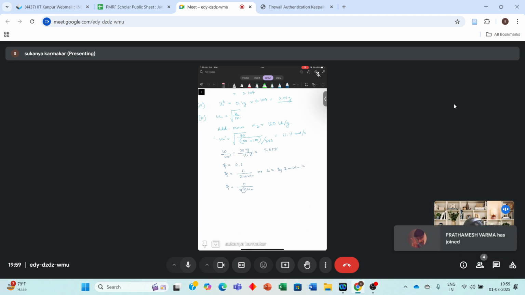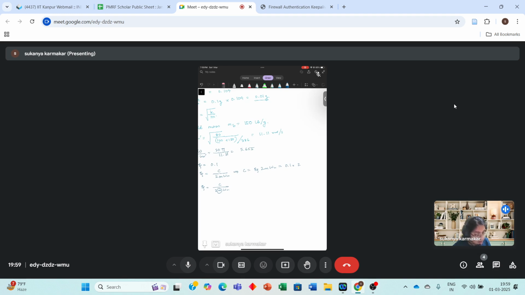So if you plug in the values here, zeta is 0.1. Mass of the system earlier was 100 pounds by 386. And omega n earlier was 17.58. Why I'm doing this? Because I want to know how much C was there in the system before. So from there I calculate 0.911. Numbers are fine, just get the concept.